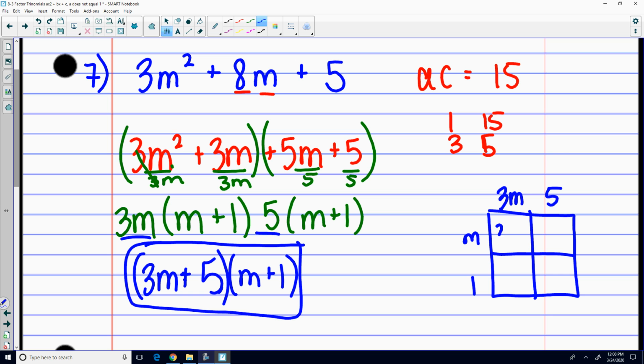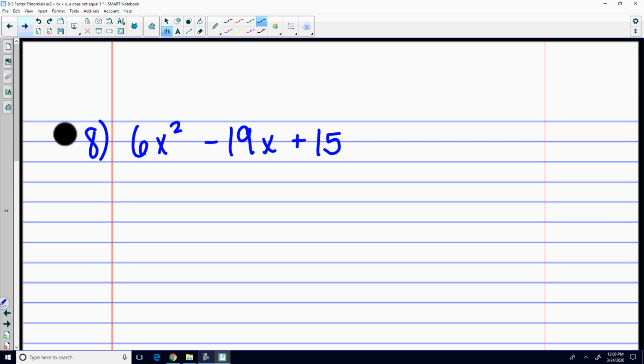Let's go ahead and multiply, so I get 3m squared, which is what I want. I get 5m and 3m, which is what I want. So that'll give me the 8m I have in the middle. Positive 5 on the end. Check. Got it right. All right, next problem, number 8.